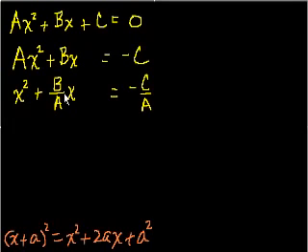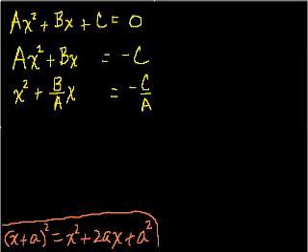And if you watched the completing the square video, this should hopefully be intuitive for you. What you do is you say, well, this b over a corresponds to the 2a term. So a is going to be half of this coefficient. That would be the a. And then what I need to add is a squared. So I need to take half of this and then square it, and then add it to both sides.